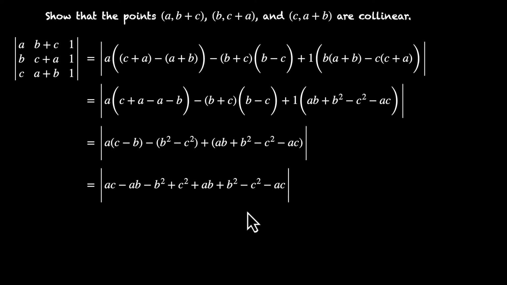Now a lot of things get cancelled. We have 8 terms: minus b square plus b square, c square minus c square, so both the squares get cancelled. ac and minus ac, so this gets cancelled. Minus ab and plus ab, this also gets cancelled. So all 8 terms cancel each other out. What we have is 0. This means the determinant is 0, which means these points form a triangle with area 0, which means these points are actually collinear. Now what else can we do using this determinant formula?